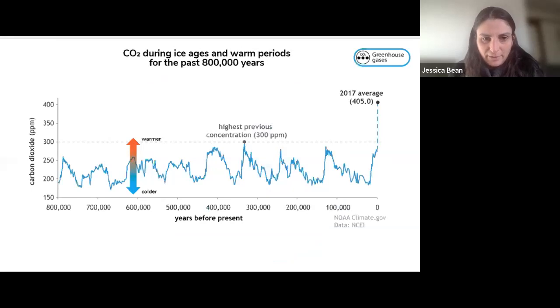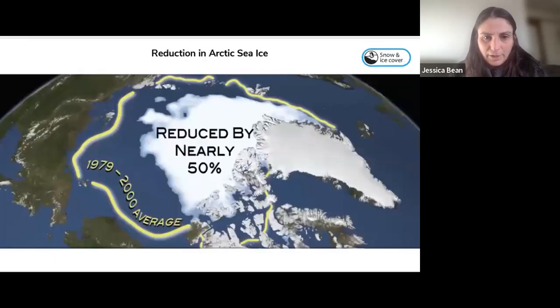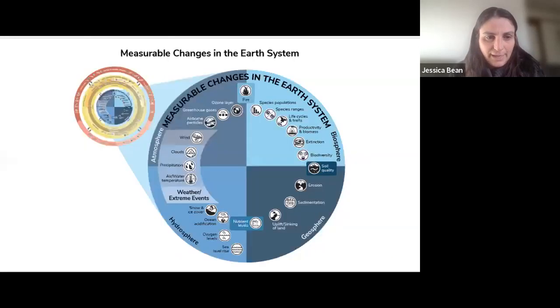And so, again, we have data and information to help you unpack what we mean by greenhouse gases, what's the evidence for how greenhouse gases are changing, or how global surface temperatures are changing over time, or ice cover. Here's our ice reduction in the Arctic. And then we can look at our biosphere and geosphere. So we want to measure things like species population, species ranges, right? Biodiversity, fire.